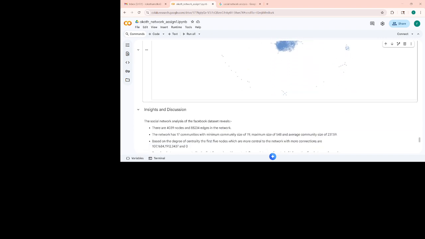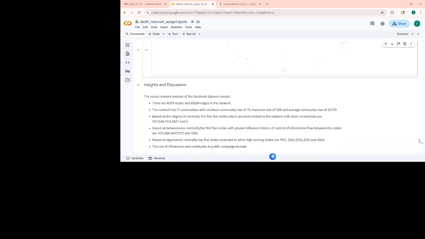And from there, in this analysis, our insights from the Facebook data: there were 4,039 nodes and 88,234 edges in the network. The network had 17 communities with a minimum community size of 19, a maximum size of 548, and the average community size was 237.59.